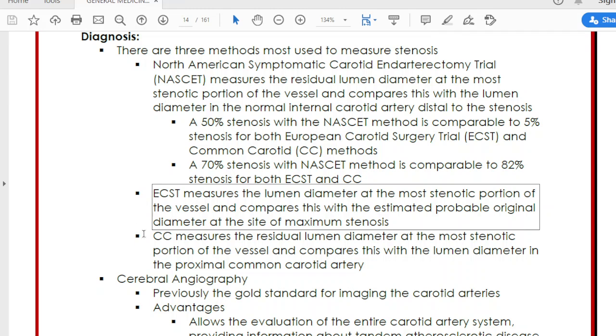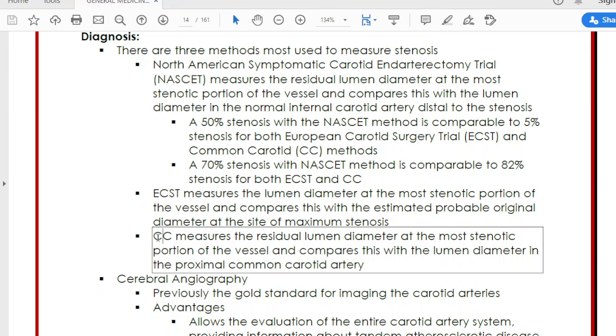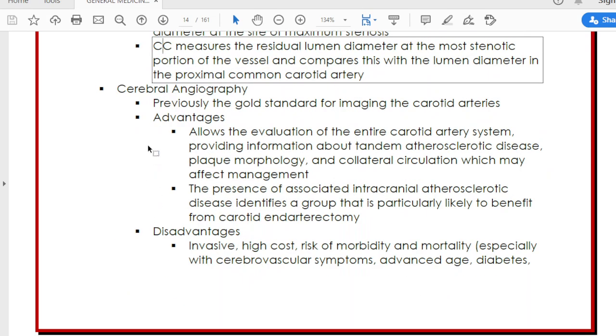ECST measures the lumen diameter at the most stenotic portion of the vessel and compares this with the estimated probable original diameter at the site of maximum stenosis. CC measures the residual lumen diameter at the most stenotic portion of the vessel and compares this with the lumen diameter in the proximal common carotid artery.